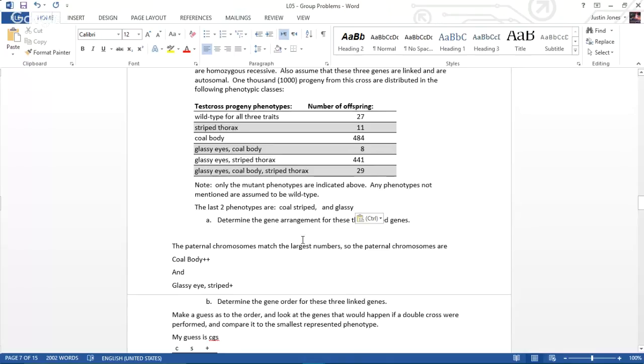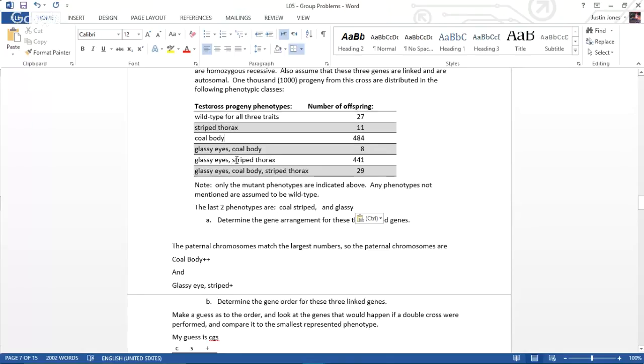So now you have to find what the opposite is, for the 2 smallest ones. So the 2 smallest ones are the coal striped and the glassy. So here we have a coal body and a striped. So coal is the same. This one wild type is the same. So it's just the stripe that changed.